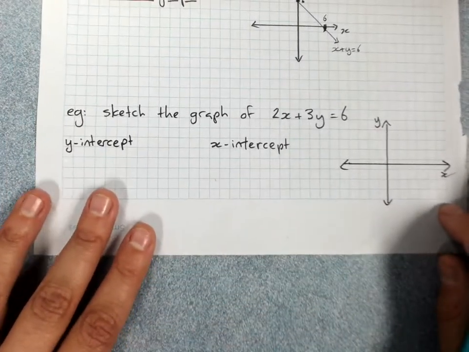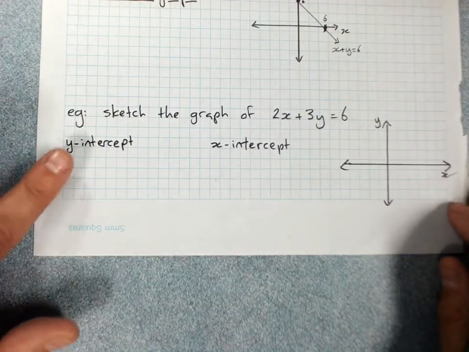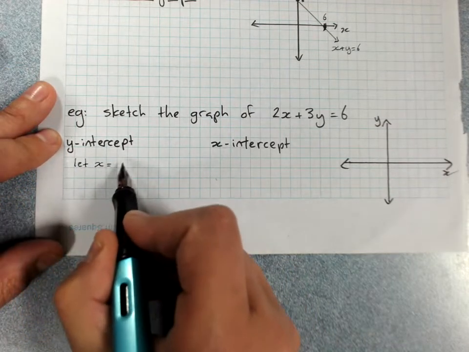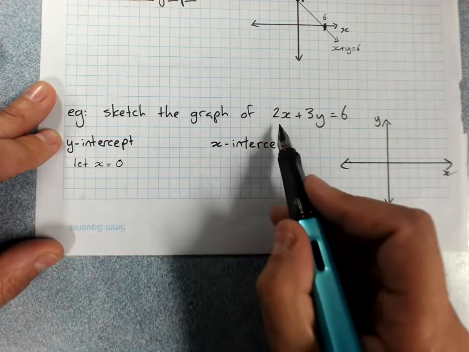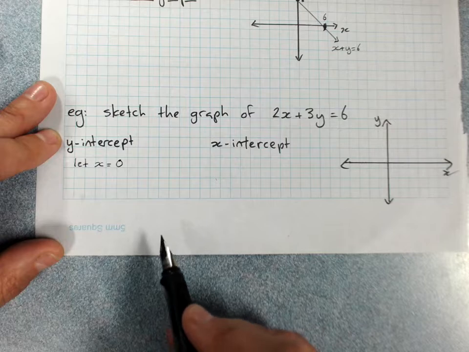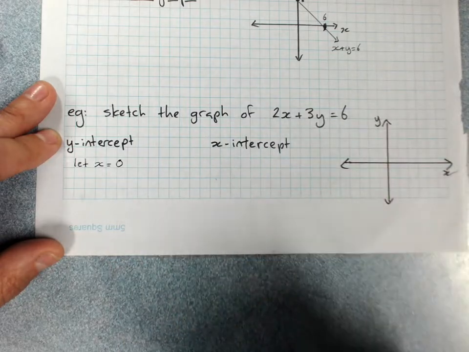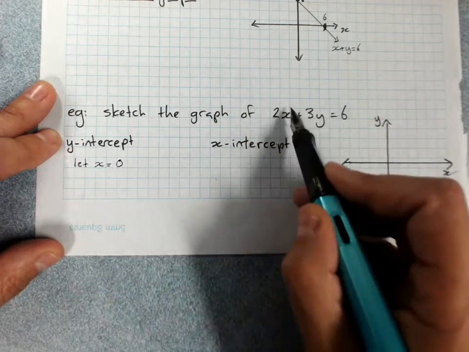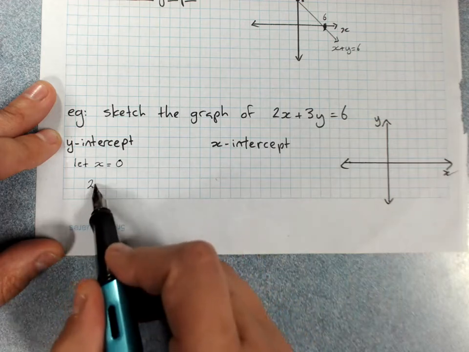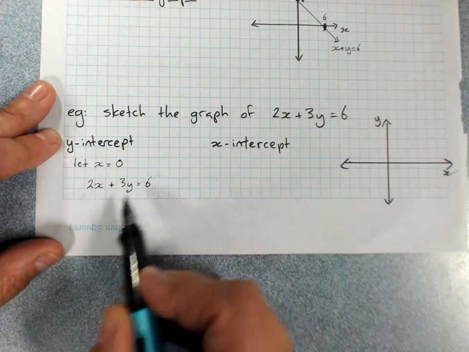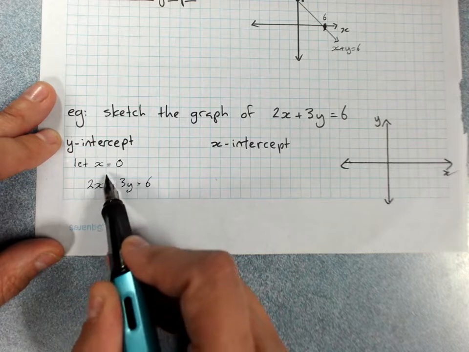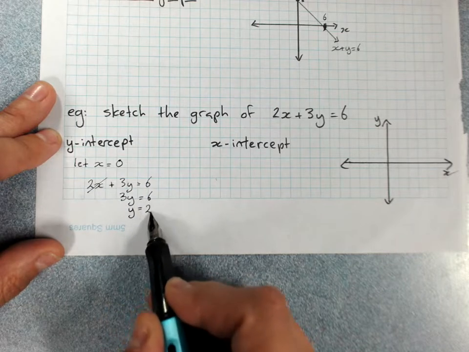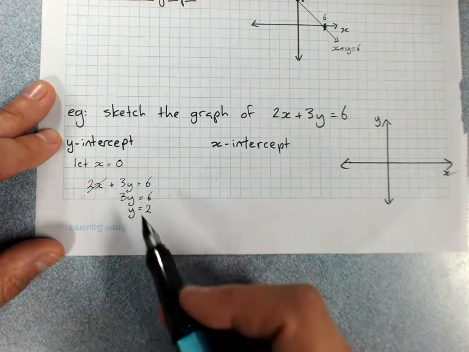So if they asked me, sketch this graph please, I'd say I'm finding the y-intercept, so I have to let x equal 0. The rule, 2x plus 3y equals 6. Now there is an easier way to do these, but some people find this easier. If x is 0, 2 times 0 just goes away. 3y is 6. It's an equation, y is 2, because I'm dividing by 3. So I've found the y-intercept.